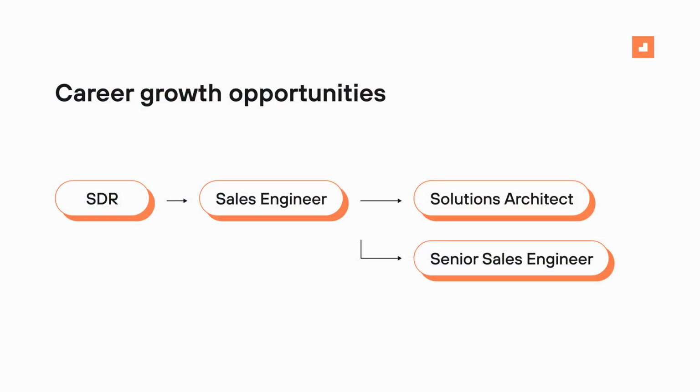Sales engineering is also an easy way to get into tech without programming or coding skills, which a lot of people think they have to have. Here's the good news, you don't. Typically, the career growth path might look something like this, starting as an SDR, also known as Sales Development Representative, then transitioning to Sales Engineer, and from there, moving to Solutions Architect or Senior Sales Engineer.